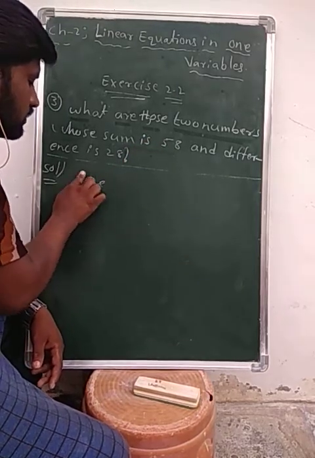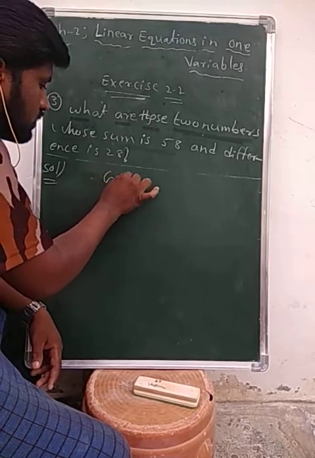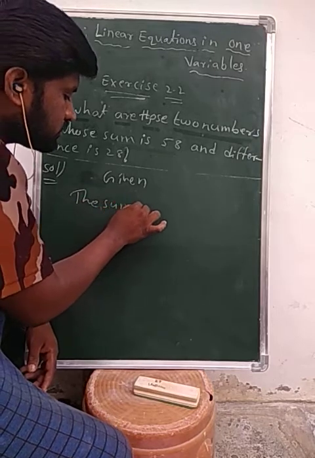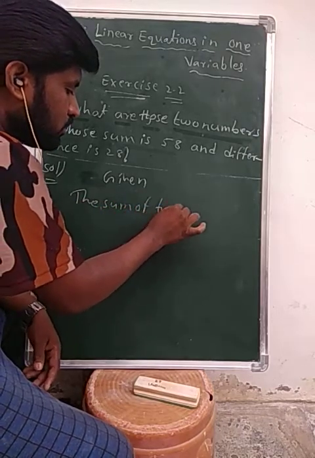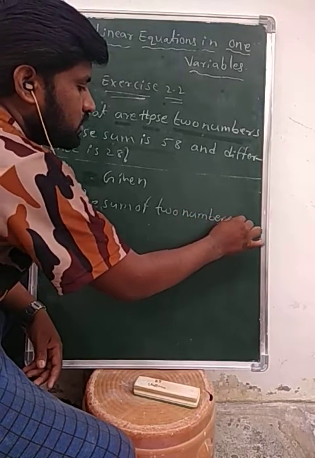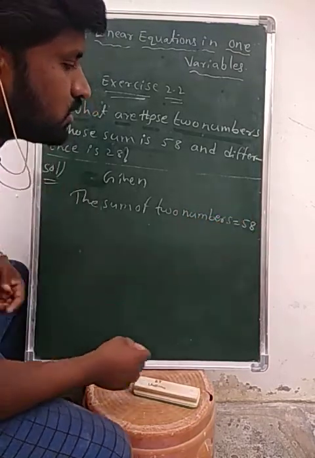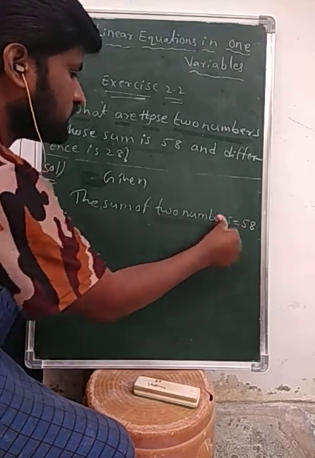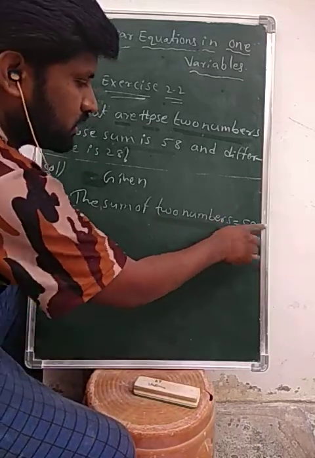Given data: the sum of two numbers is equal to 58. So we don't know the two numbers now, but their sum is 58.